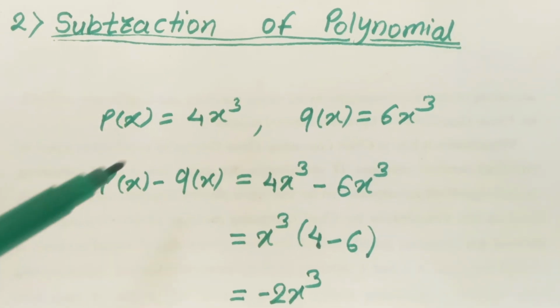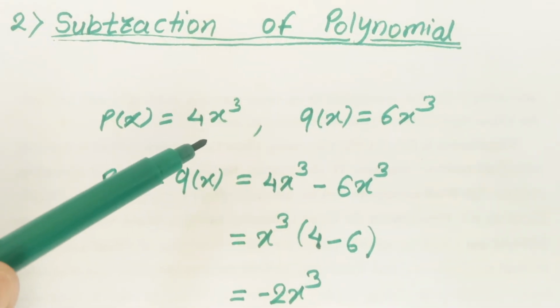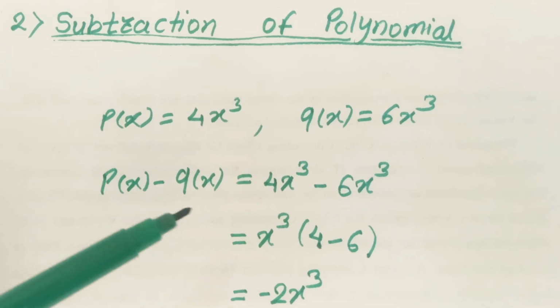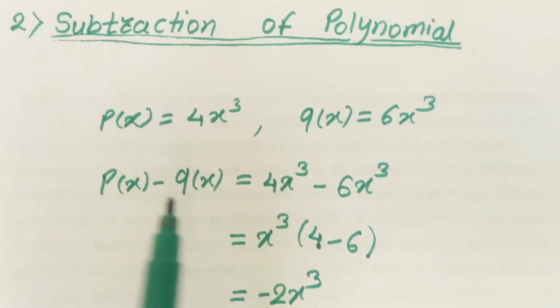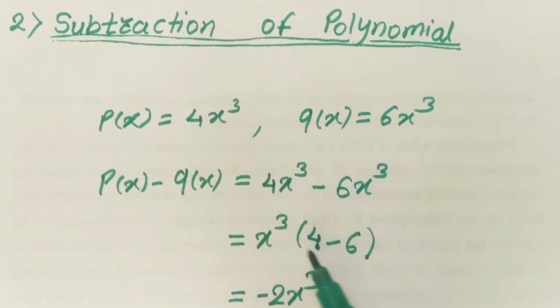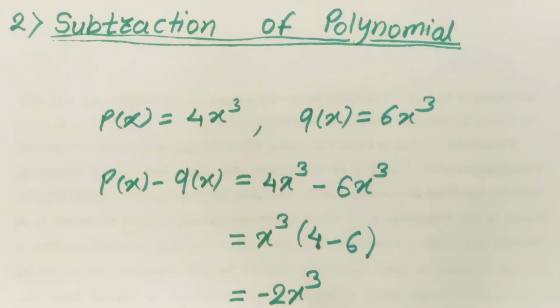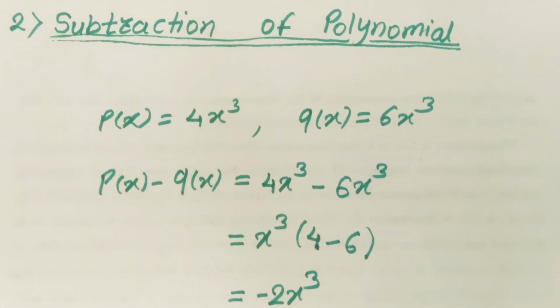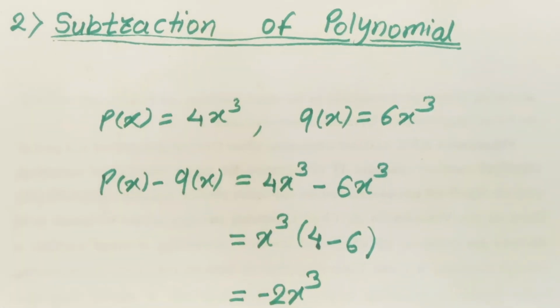Here I have taken only one-term polynomials, but you can take any polynomial and subtract these polynomials, and in the same way we get the answer. It is just like the addition of two polynomials. Now we see how to multiply two polynomials.